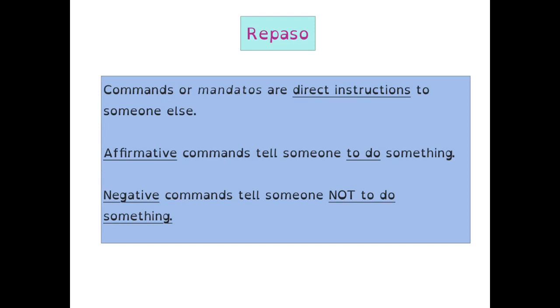Pues mandatos, commands, are direct instructions to someone else. So they're not suggestions. It's not like saying, oh, you need to do your homework. It's saying, do your homework. That is a command. It's a direct instruction.